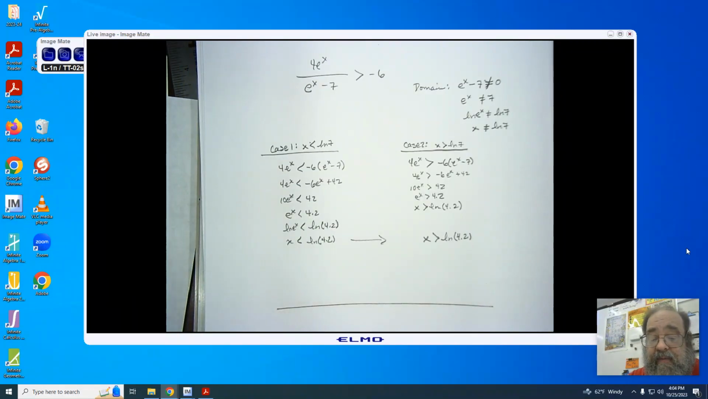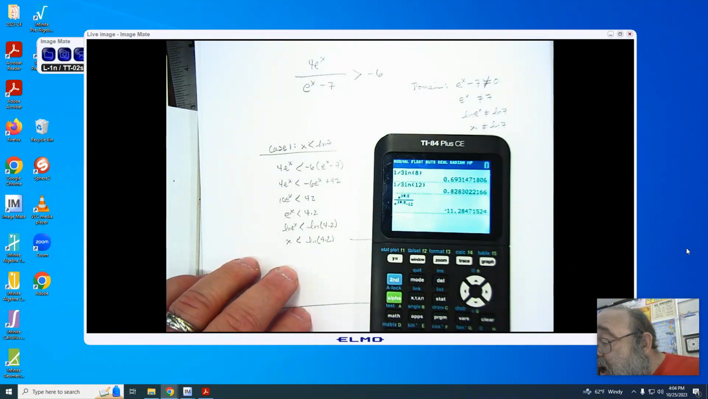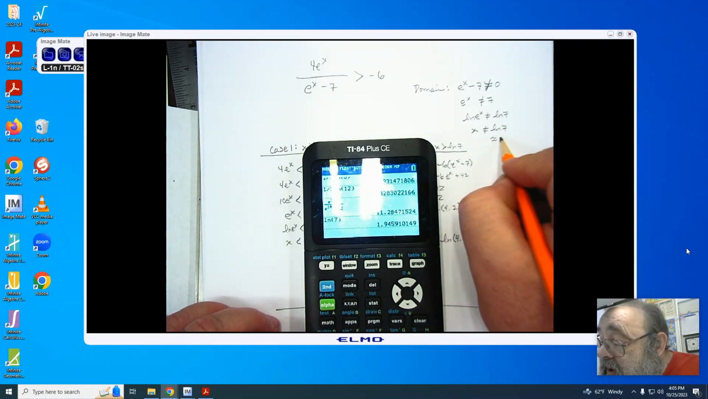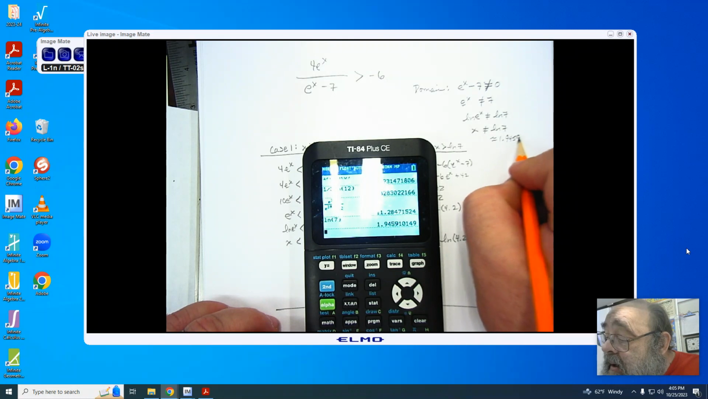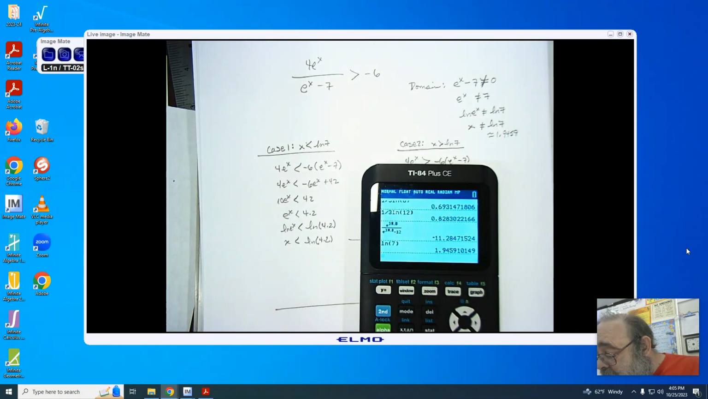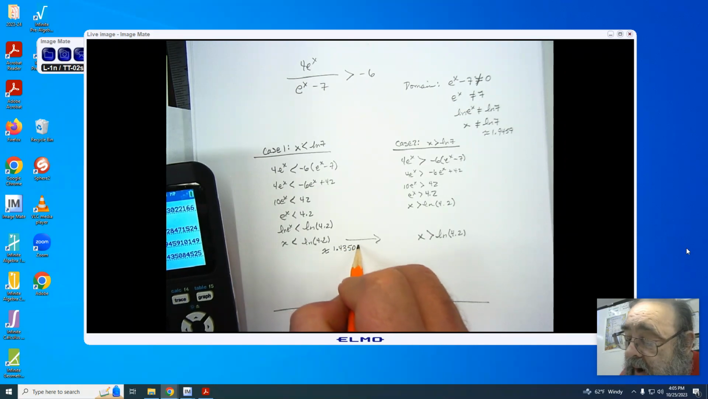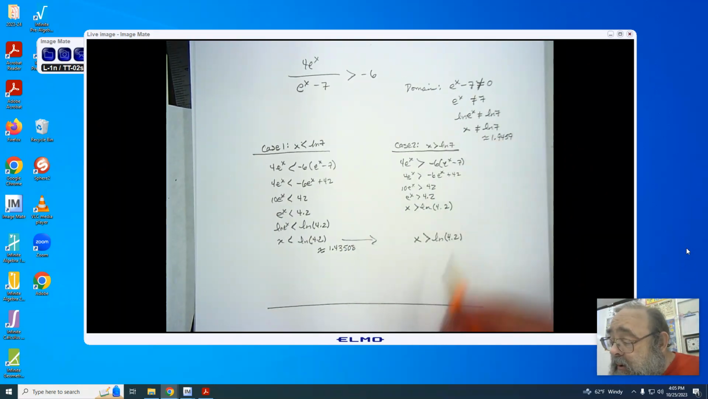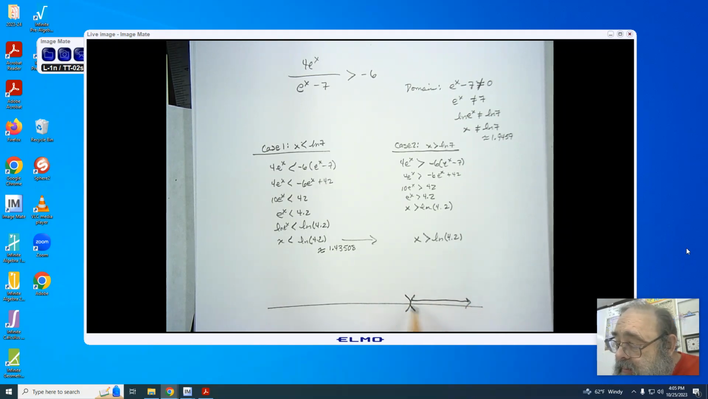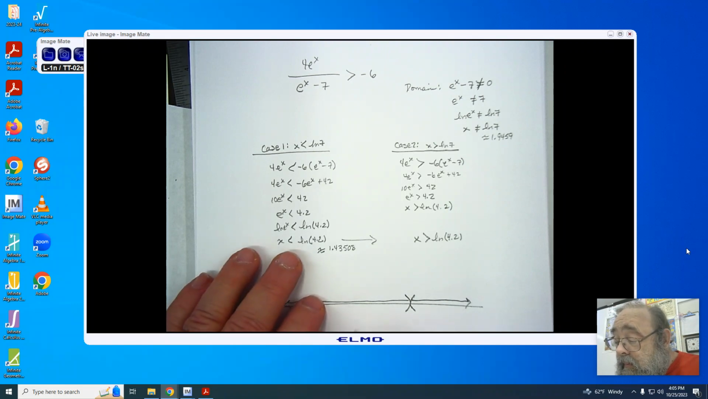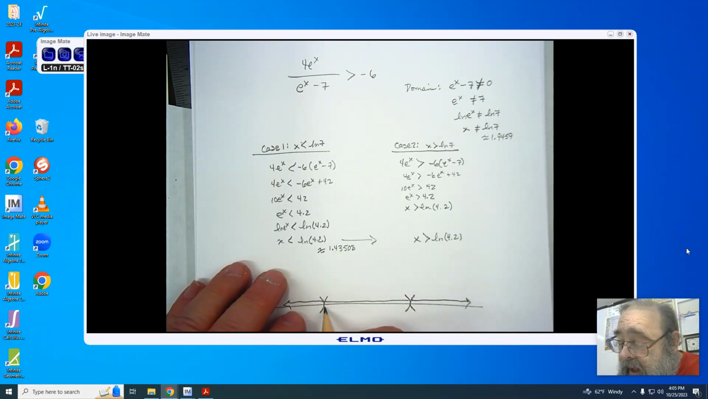Now I do find it easier to find out what these values are. So I'm going to go ahead and find out what is the natural log of 7. Natural log of 7 is approximately 1.9459. Then I have the natural log of 4.2. That gives me approximately 1.43508. So this one's larger. I'm going to put it in right there, going to the right, and then going to the left. Then we do this one, right and the left.